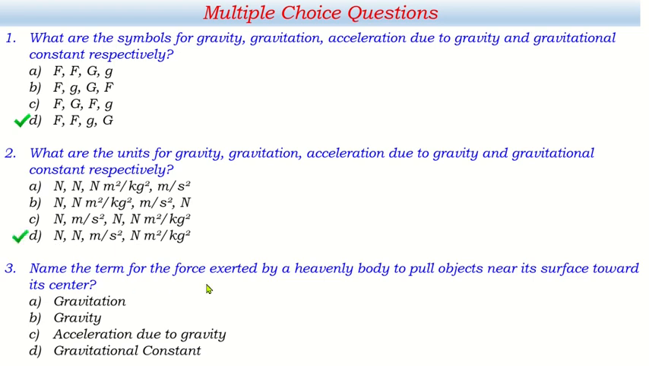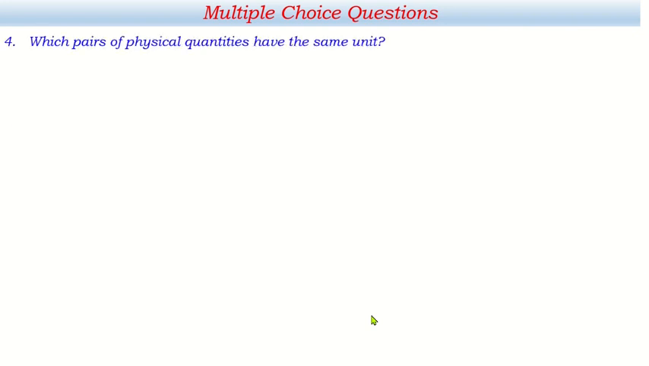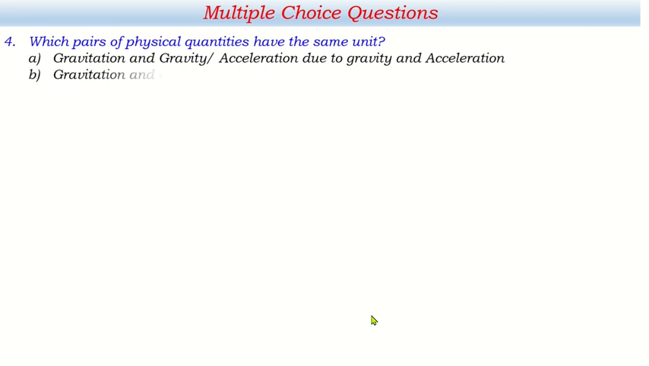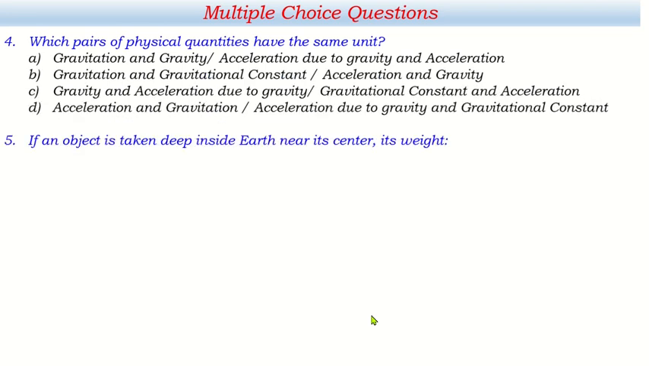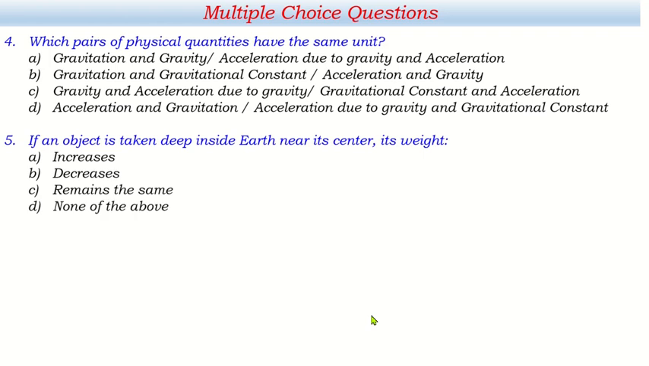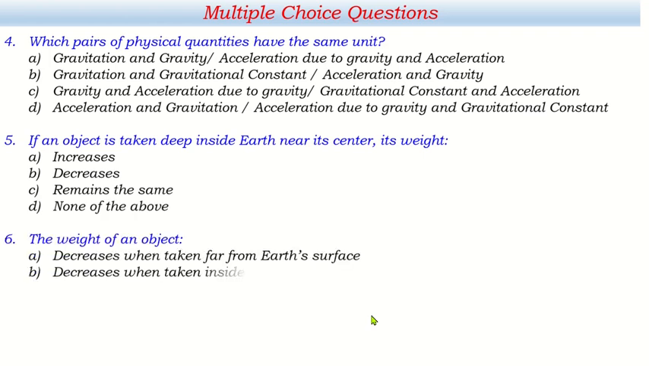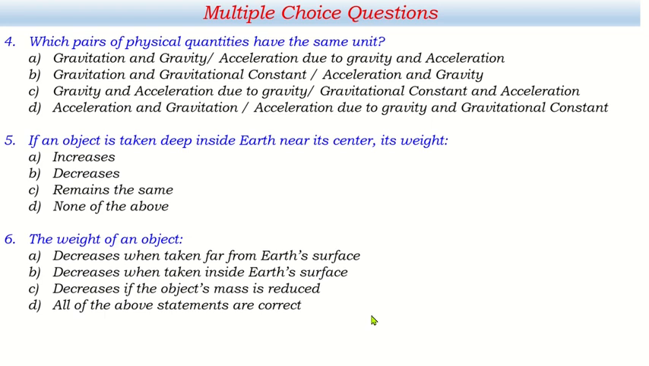Now name the term for the force exerted by a heavenly body to pull objects near its surface, maybe on the surface or near its surface, same thing, towards its center. What is it? It is gravity. That's why this is the correct option. Okay, now let's have another set. Which pairs of physical quantities have the same unit? These are the options. And number 5, if an object is taken deep inside the earth near its center, its weight, whether increase or decrease, remains same. The weight of an object. These are the options, and we have to find out the correct option.